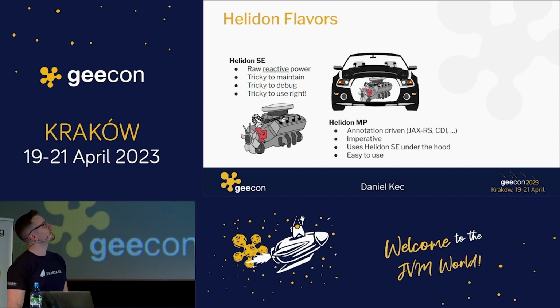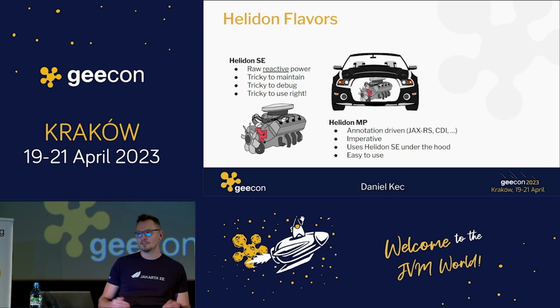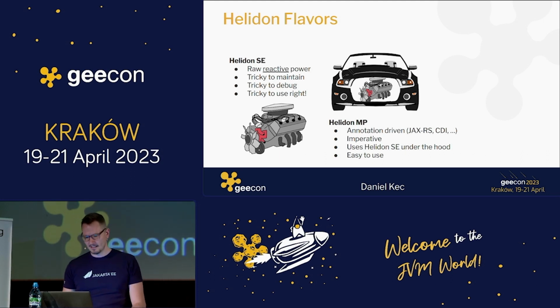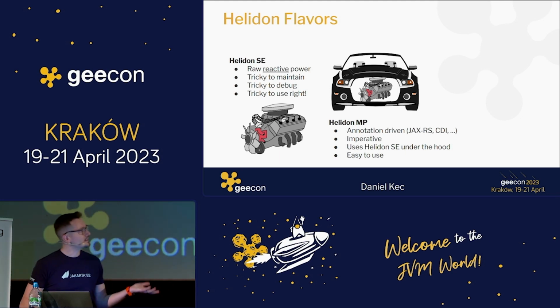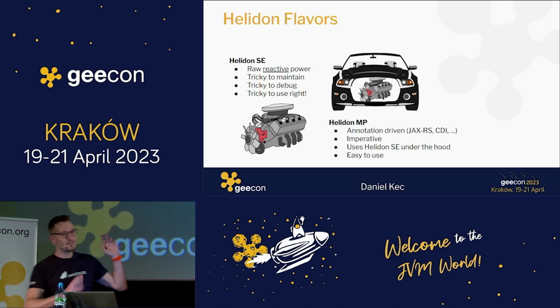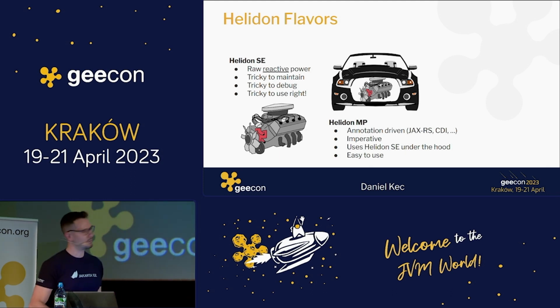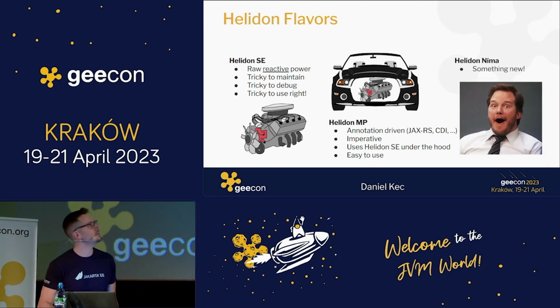Then we have Helidon MP, which is a CDI runtime with all the annotations and dependency injection. You have JAX-RS in there. It's very easy to use. It's imperative, so you don't have to be a really good reactive programmer to handle it. But there is a price for it, right? Because we are using Helidon SE under the hood, we have to adapt it for imperative use, and there comes the performance price inevitably. And then there is a new thing which comes with Helidon 4, and we will get to it soon.